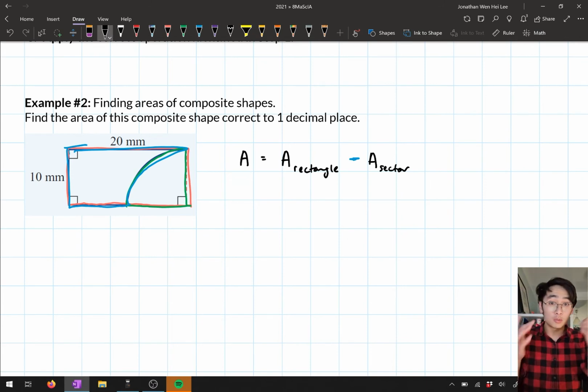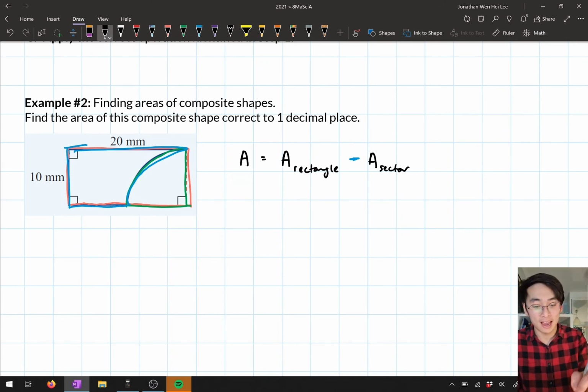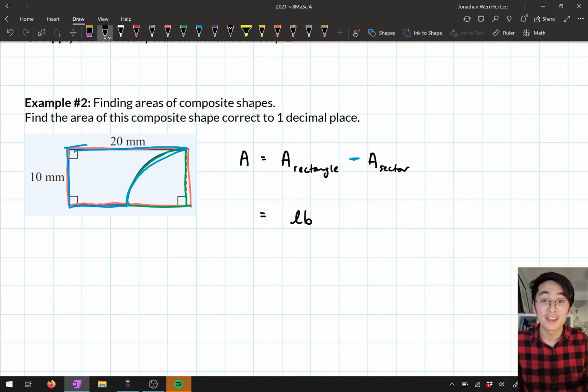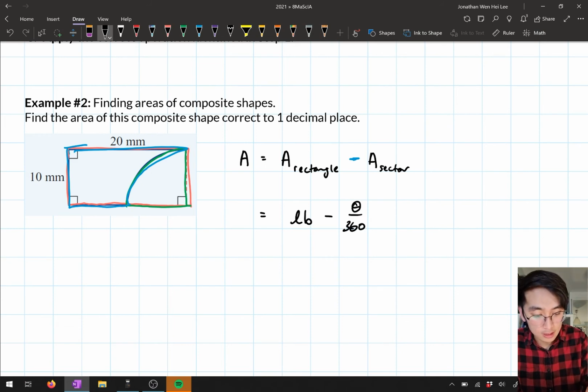Okay, now, this is where you need to actually think back a couple lessons. We need to first figure out what the area formula for a rectangle is. If you remember a couple of lessons ago, the area formula for a rectangle was L times B. And just as we looked at in today's lesson, this shape here is a sector, and the way that we find the area of a sector is we use theta over 360 times pi r squared.